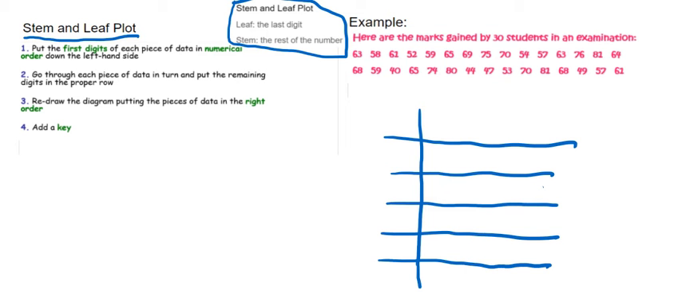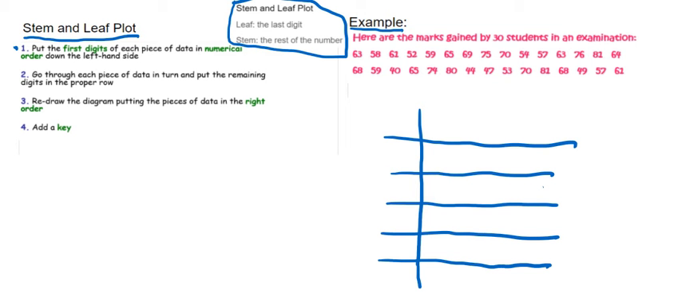The steps over here on the left hand side are number 1, you put the first digits of each piece of data in numerical order down the left hand side. Then you go through each piece of data in turn and put the remaining digits in the proper row. Redraw the diagram, putting the pieces of data in the right order, and then add a key. So let's have a look at the example.